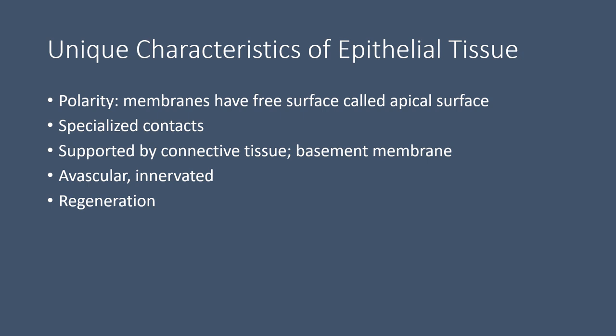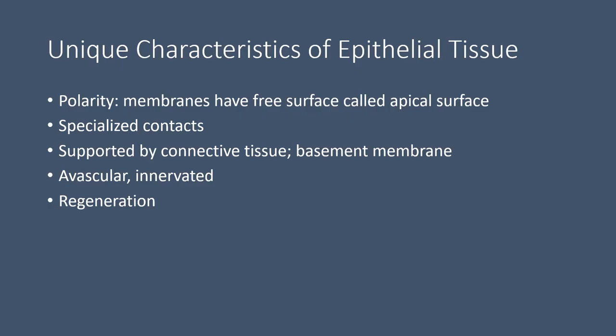Some unique characteristics of epithelial tissue are that there is going to be one membrane that has a free surface. So one side of it has an open free surface. That's what we refer to as polarity. The free surface is going to be the apical surface. These will have specialized contacts. It's usually going to be supported by connective tissue. So one side has the free surface, and opposite that it will be connected to or supported by connective tissue, and that's what you call the basement membrane.